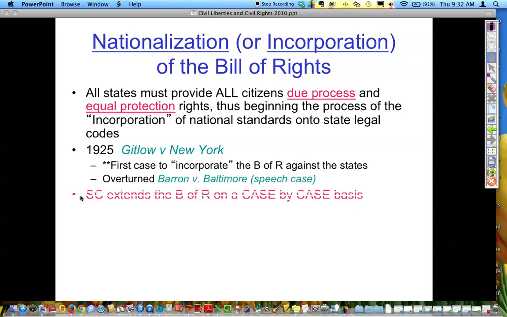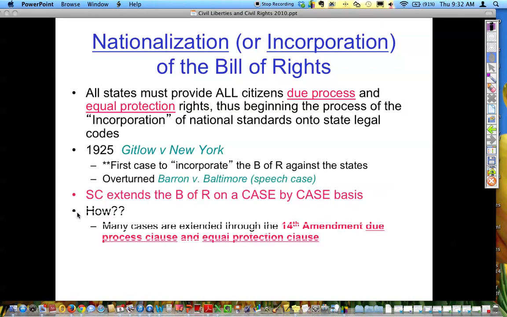In this portion it says, all states must provide all citizens due process and equal protection rights, thus beginning the process of incorporation, or national standards onto state legal codes. In 1925, there was a court case called Gitlow versus New York. It was the very first case to incorporate the Bill of Rights against the states, and technically it overturned this precedent of Barron versus Baltimore.